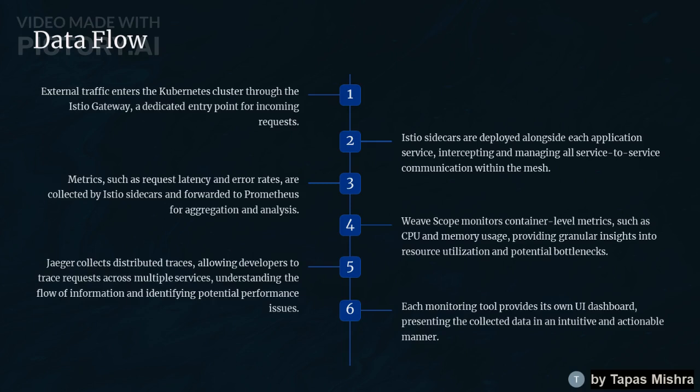Data flow begins with external traffic entering through the Istio gateway. Metrics are collected by Istio sidecars and forwarded to Prometheus, while Jaeger collects distributed traces. Tools like Weave Scope provide detailed insights, all presented through intuitive dashboards.